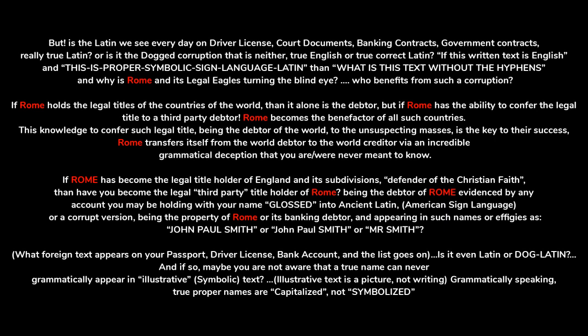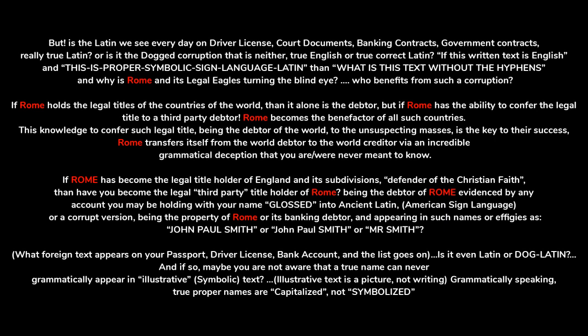If Rome holds the legal titles of the countries of the world, then it alone is the debtor. But if Rome has the ability to confer the legal title to a third-party debtor, Rome becomes the benefactor of all such countries. This knowledge to confer such legal title, being the debtor of the world, to the unsuspecting masses, is the key to their success. Rome transfers itself from the world debtor to the world creditor, via an incredible grammatical deception that you are, or were, never meant to know.